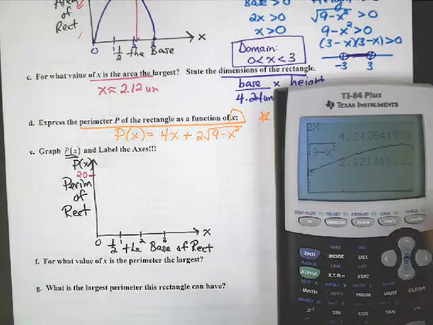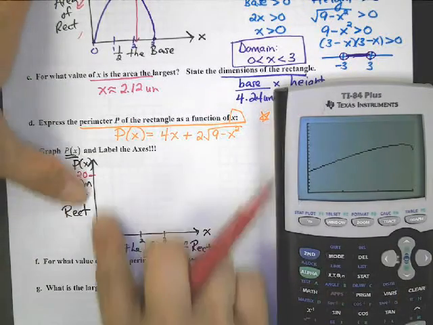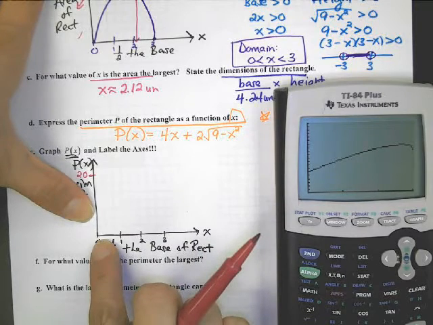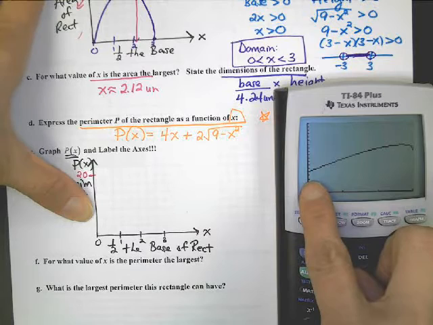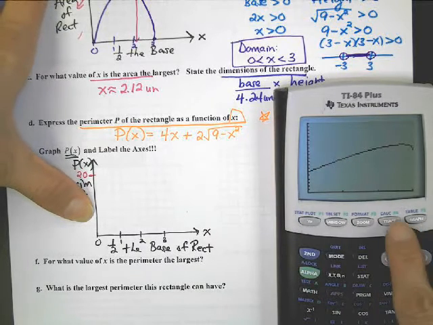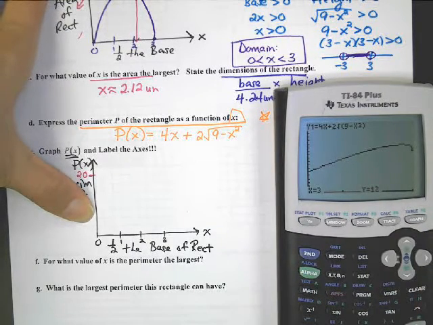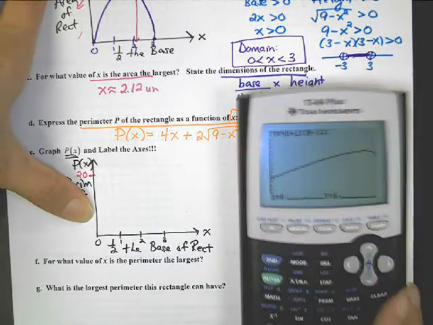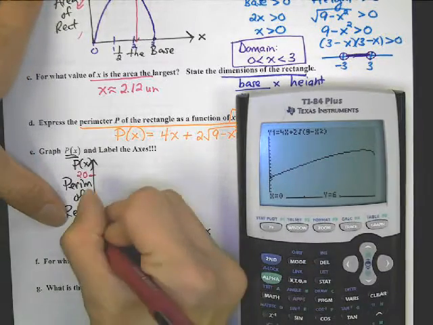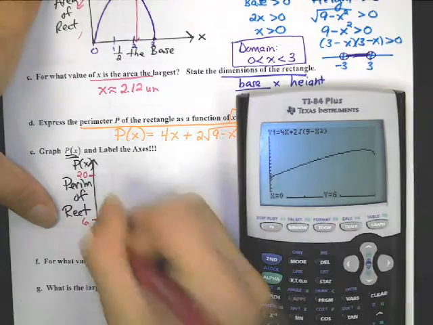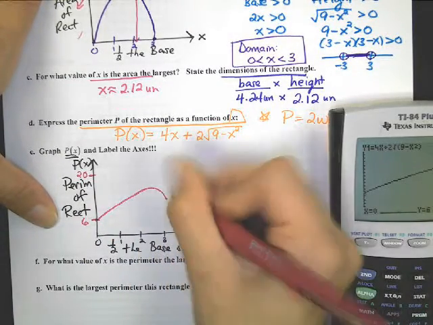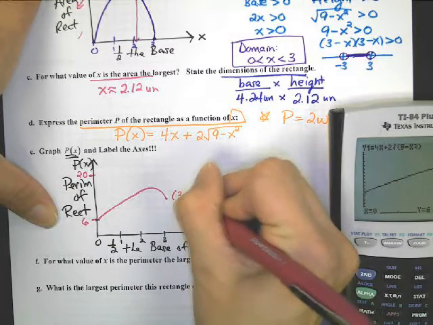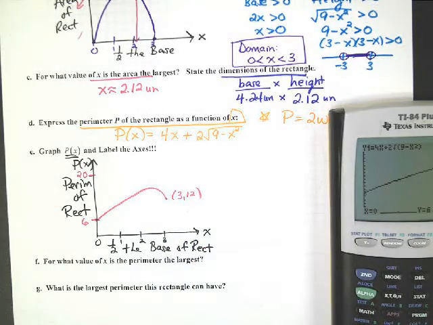Okay, so that means this graph, oh, where does it start? Does it start at 0? No. Can you figure out where it starts? Let's ask the calculator. Trace 0, and the answer is it starts at 6. So it starts at 6, and it goes all the way like this, and at 3, it's at 3, 12.